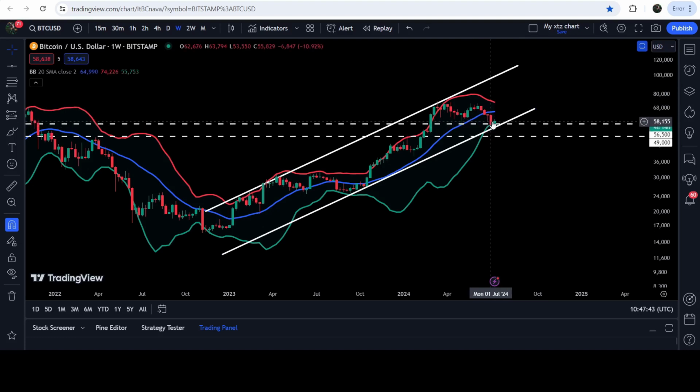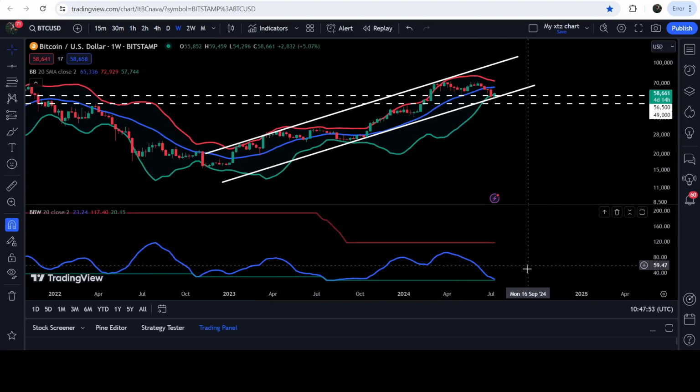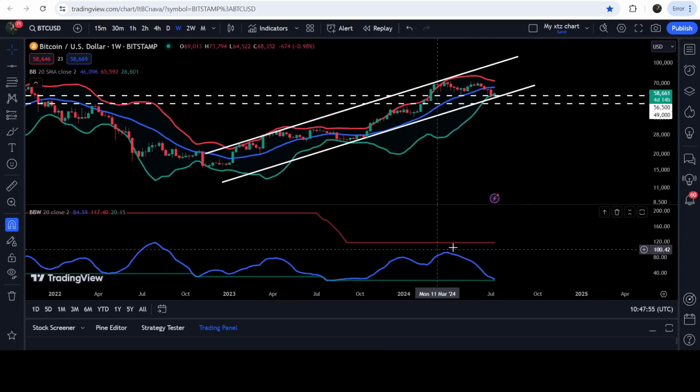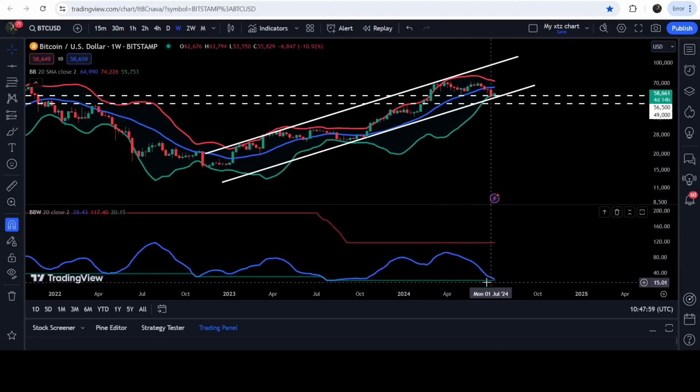We have the support of the lower band of the Bollinger Bands. We have the support of $56,500. And we also have this quite long-term support of the up channel as well. At the same time, the blue line in the Bollinger Bands width indicator is about to hit this floor. That is the bottom or support of this Bollinger Bands width indicator. That is this green line.